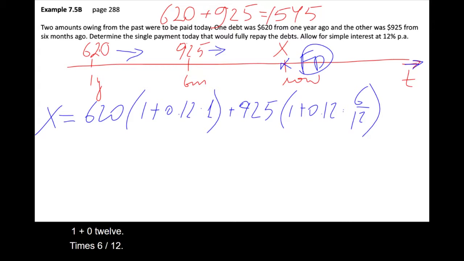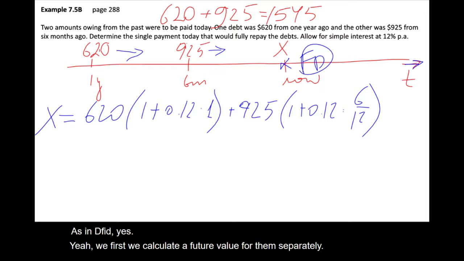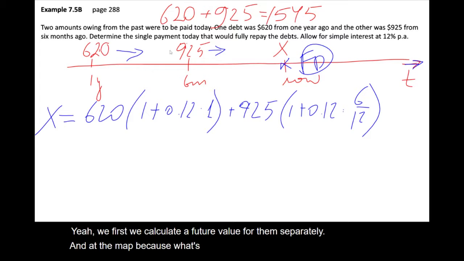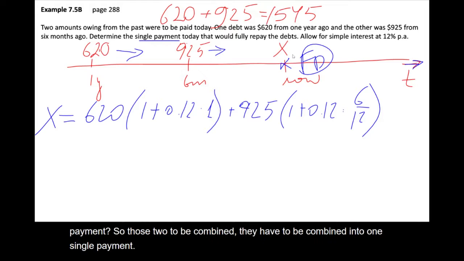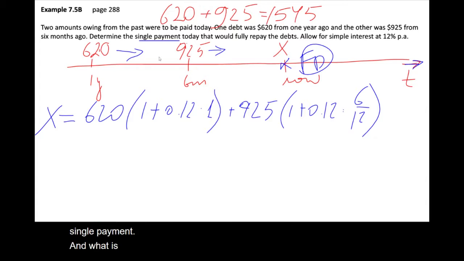Both are future values. This is basically like applying the S equals P(1 plus rt) formula and then adding them together. So yes, we calculate the future value for them separately and add them up, because what's happening is a single payment. Those two have to be combined into one single payment. And what is combination? That's addition, right?